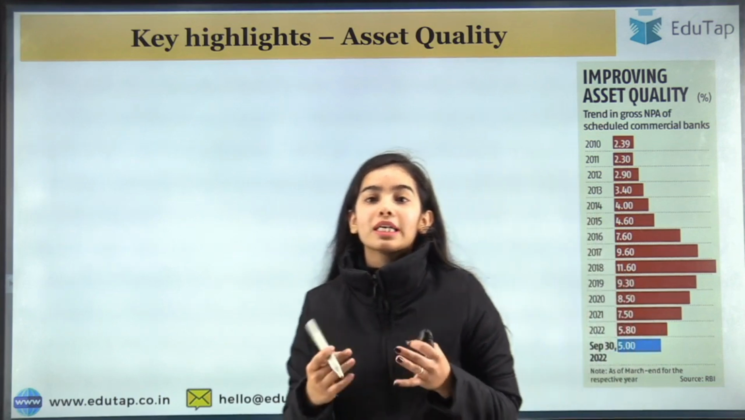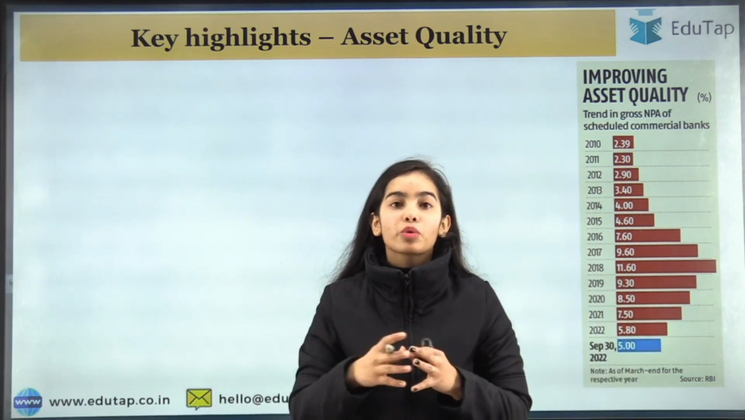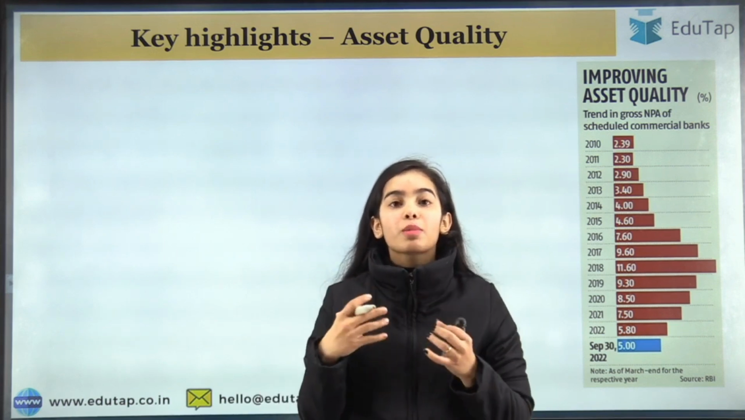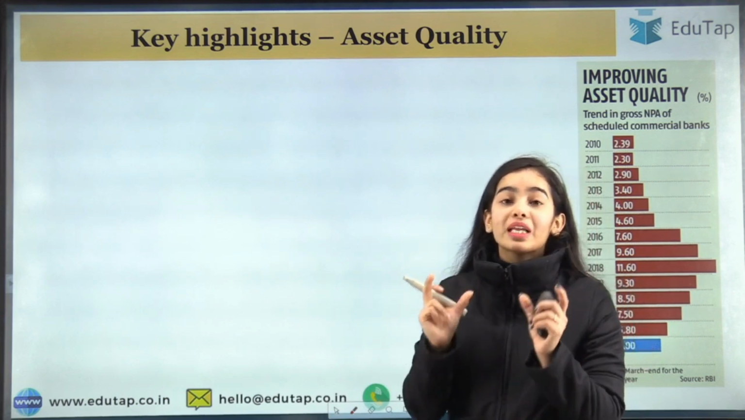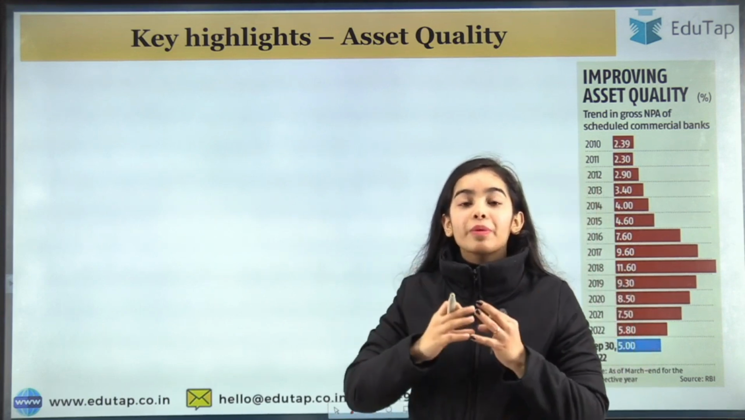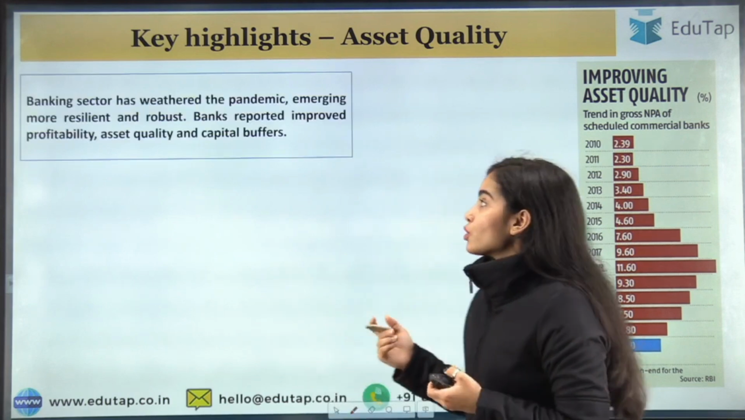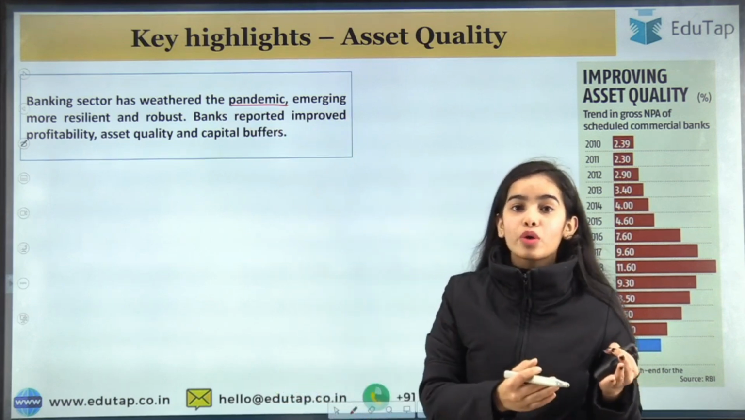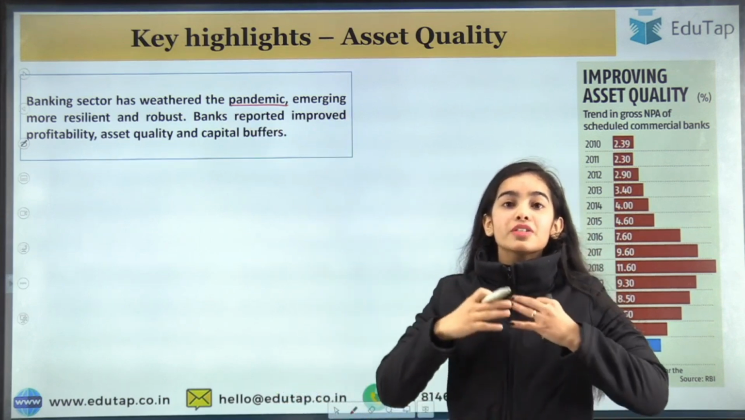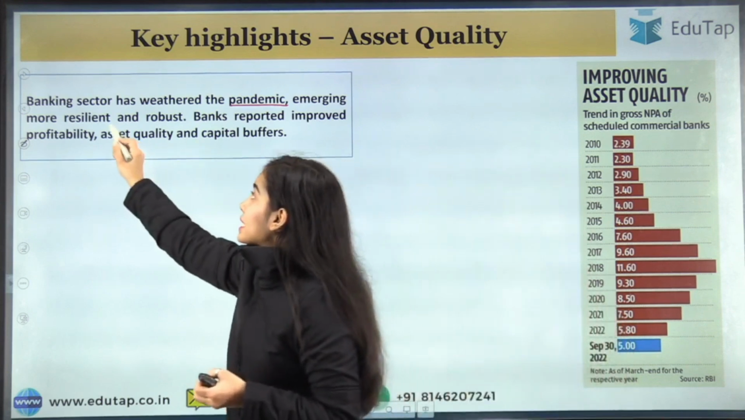Now let's talk about the asset quality. So we have discussed the capital adequacy ratio, the credit growth, and the contingent liabilities. Now coming to the asset quality, that is also a very big component in deciding how well the banks are doing. The banking sector has weathered the pandemic, and the Russia-Ukraine war also came, and the banking sector is weathering all of the distress very well, emerging more resilient and robust.